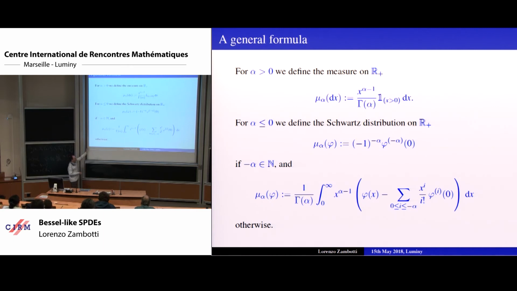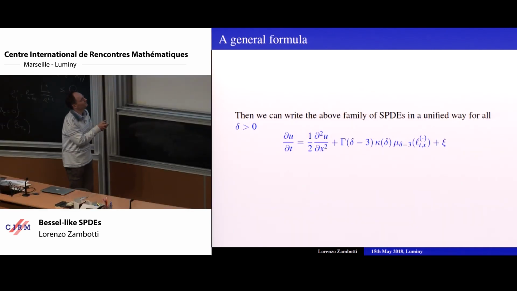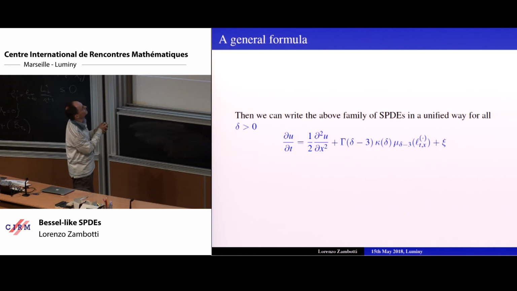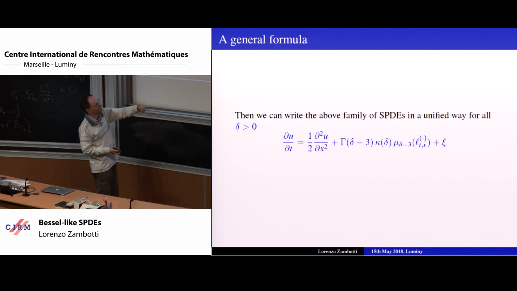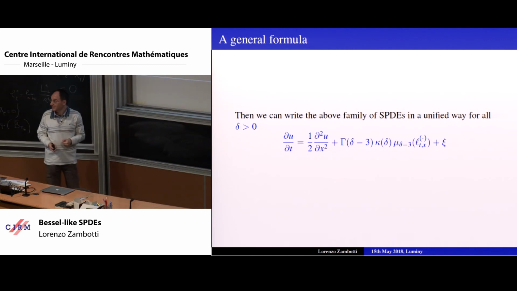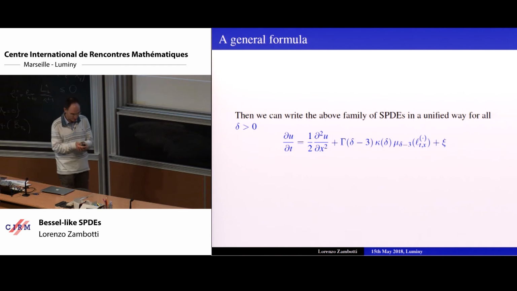So in fact, this is what we are doing on the SPDE, but the function phi is the local time of the solution. If you want, you can write the SPDE for all delta in this unified way. So this is the drift. For delta greater than 3, it just reduces to the standard object. And for delta less than 3, as you go down with delta, you increase the length of the Taylor polynomial.